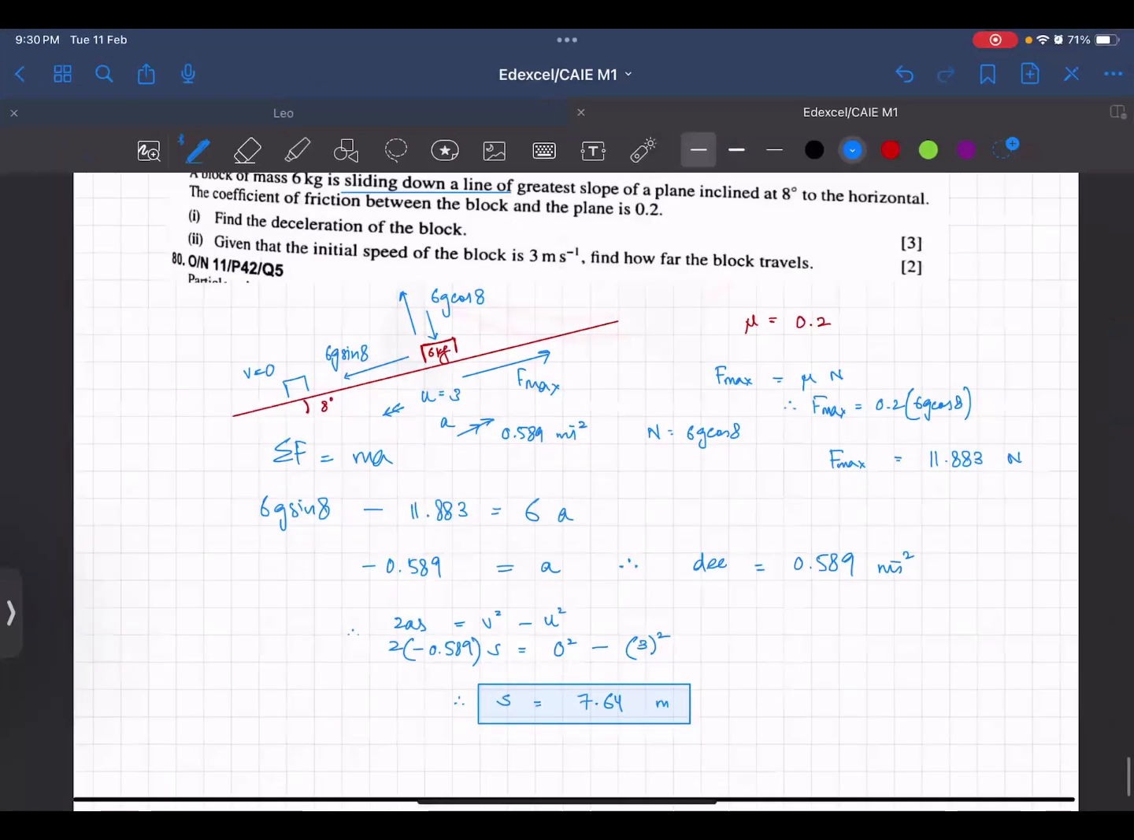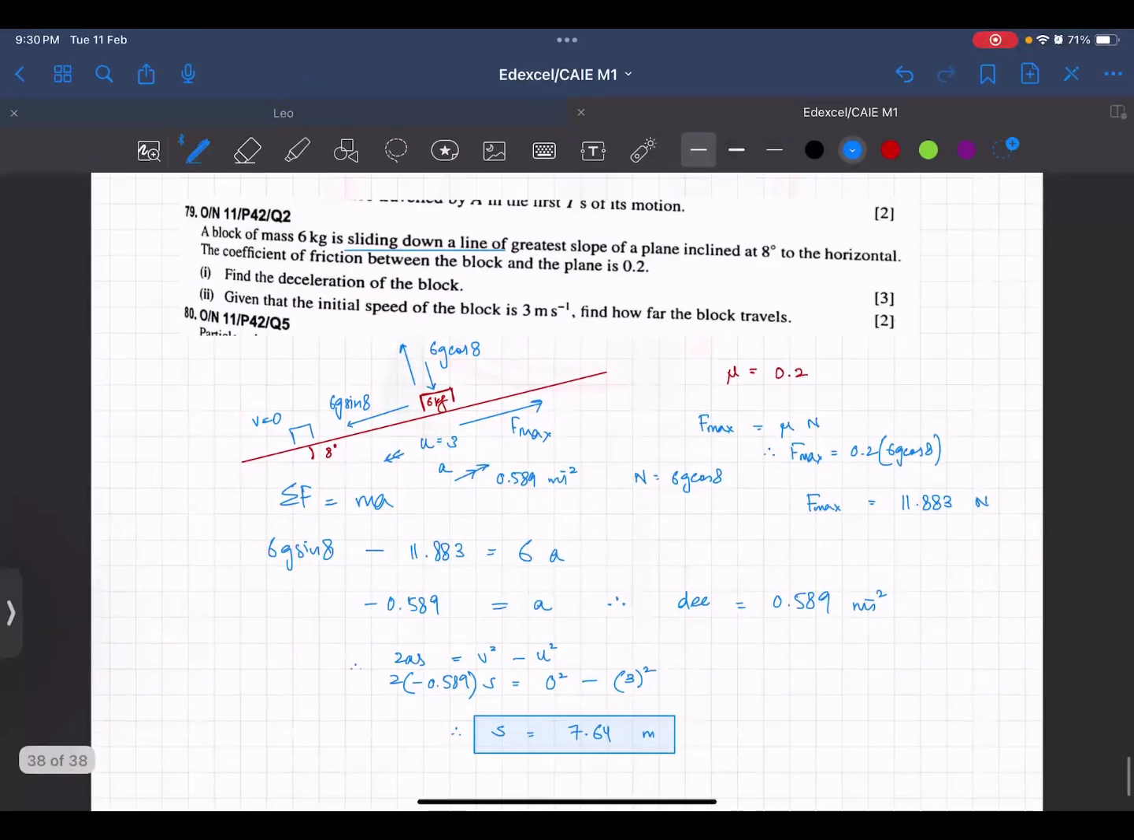And then the block will come to rest because the friction is trying to stop it. When the velocity is zero, the block just stops moving. Okay, it becomes static. Try to understand the situation. Build a situation in your mind of how things are working over here.